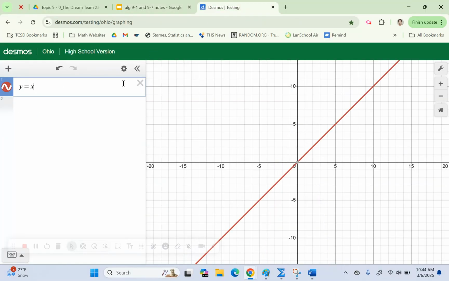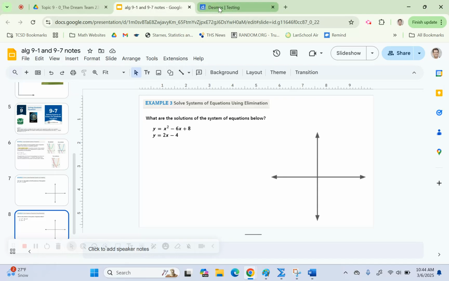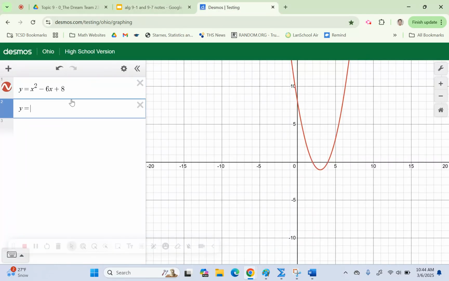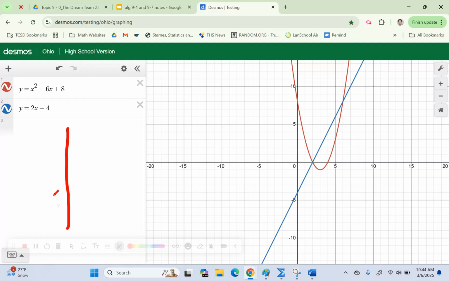Okay, so y equals x squared minus 6x plus 8. Let me double check to make sure that was correct. Very good. And then y equals 2x minus 4. Let me double check. And good, that was correct. And again, I'm going to graph this on the set of axes that I provided you. So there's your generic set of axes. Again, let's do the parabola. Let's do the parabola in red because they have it in red.